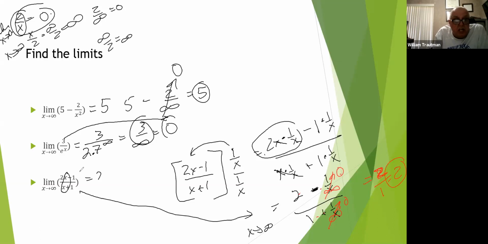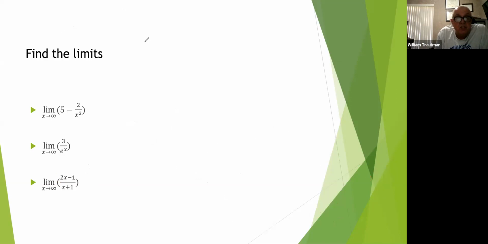So you can divide by whatever the highest power is, 1 over x, 1 over x. If they were x squared, then you could do 1 over x squared, 1 over x squared. And you can see that if the powers are the same, you're going to end up with the coefficients in front, just like those horizontal asymptotes. So everybody get that? I hope everybody sees that.